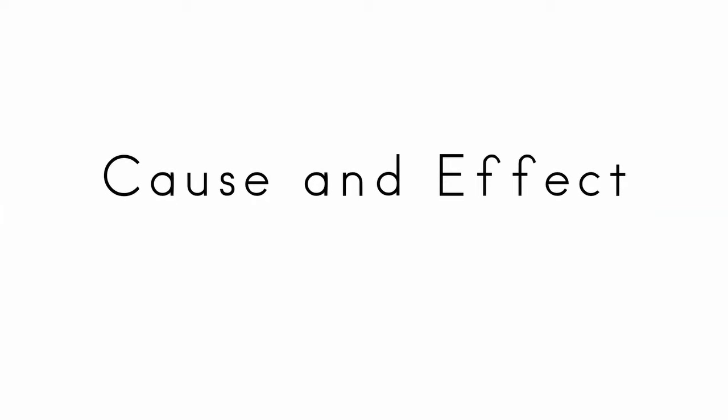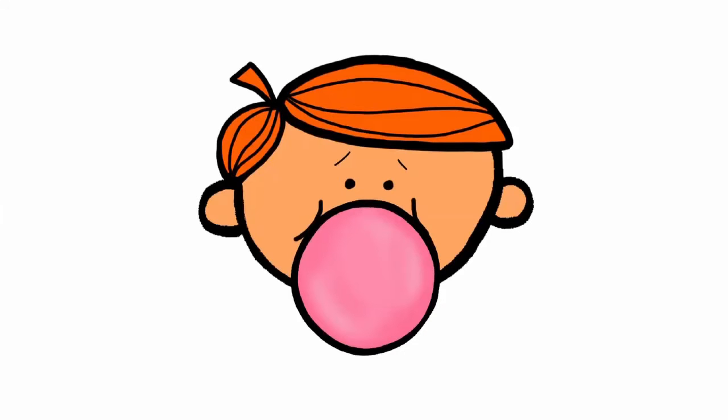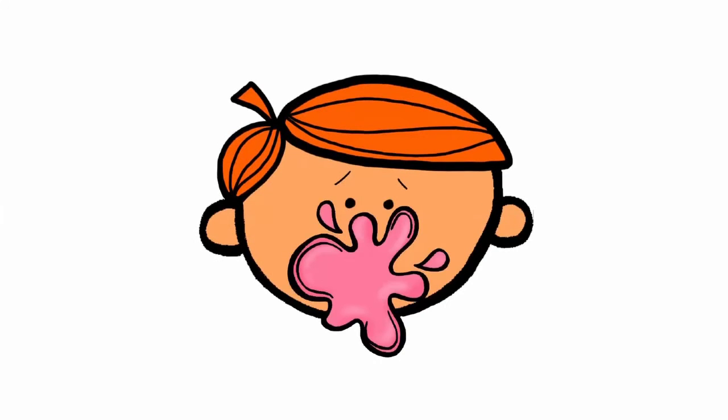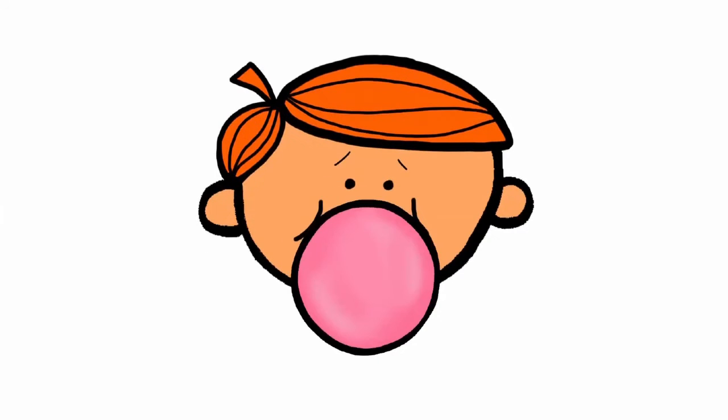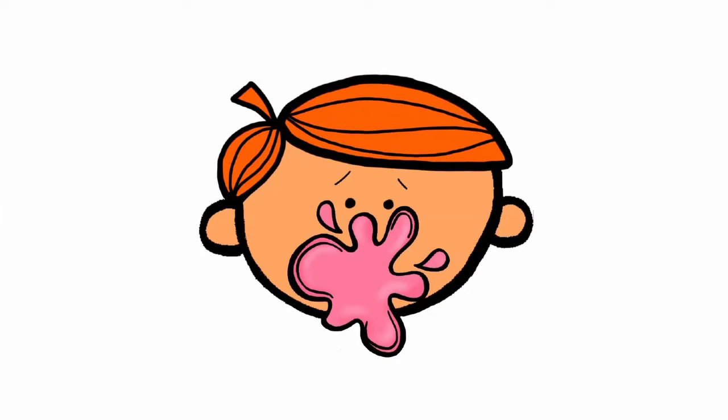Today we're going to learn about cause and effect. A cause is why something happens, and an effect is what happens. This boy is blowing a big bubble with his chewing gum, and then it pops, and he gets gum all over his face. So the cause is that he blew a very big bubble, and the effect is that it popped and he got gum everywhere.